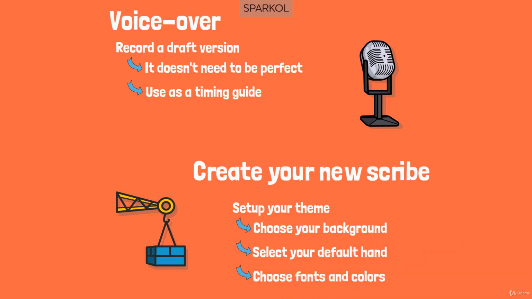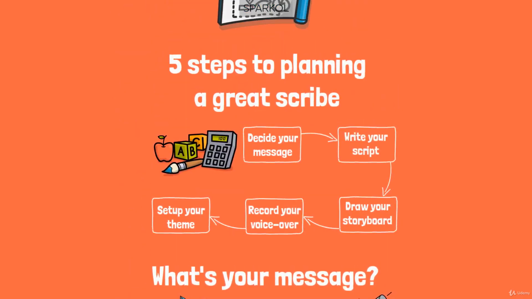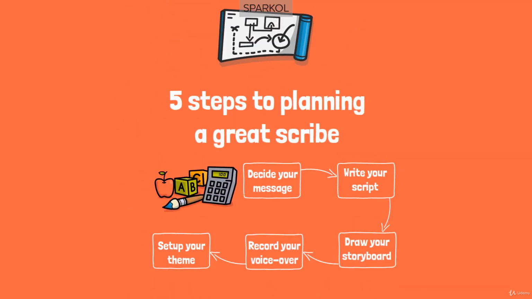So that's it for this lesson. Just to recap, we looked at these 5 steps to plan a great scribe. Decide your message, write your script, draw your storyboard, record your voiceover, and then set up your theme.